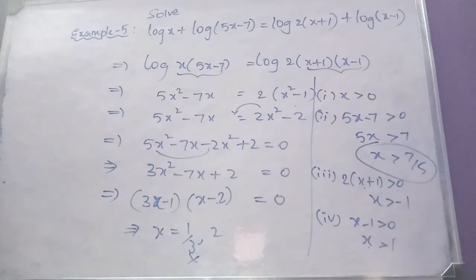1 by 3 is not greater than 1.4. So 1 by 3 is not accepted. Therefore, the only solution is x is equal to 2. The required solution of this equation is x is equal to 2.